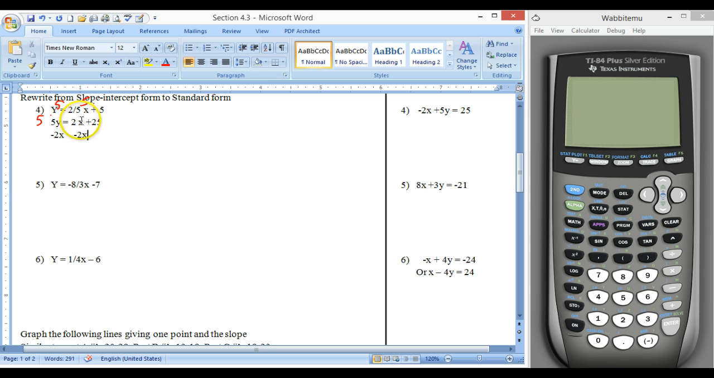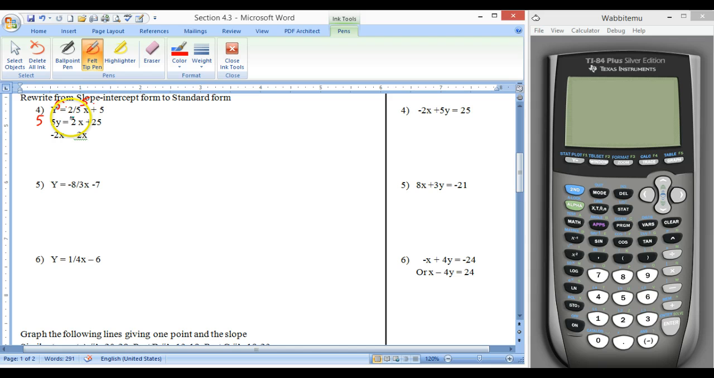Some of you will get to the point where you can say, I'm moving the 2x over, and every time it crosses the equal sign, it changes its value, so a positive to a negative and a negative to a positive. Those of you who like writing down every single step, don't worry about it and go ahead and keep writing it out as -2x on both sides.